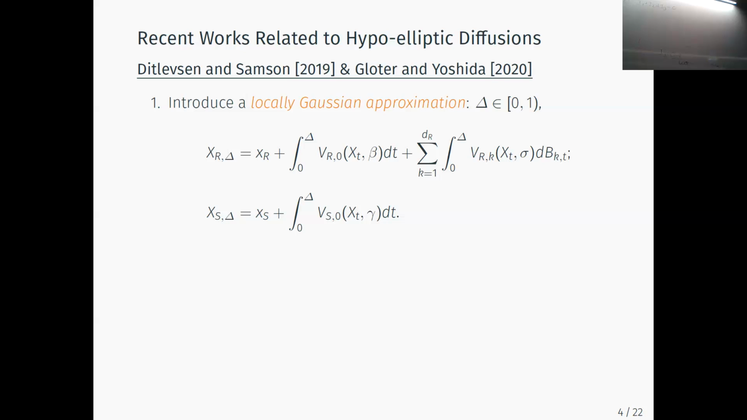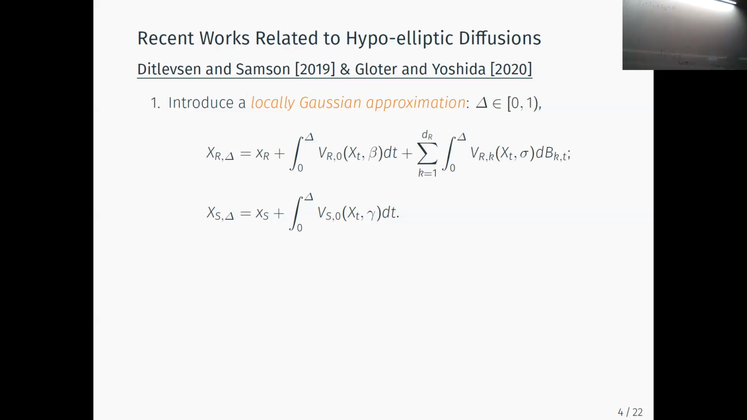And on the right-hand side, this is expressed as the initial value plus the diffusion term from time 0 to time delta. And that is represented as the time integral and the integral with respect to the Brownian motion. However, the point is we cannot treat these integrals as constants.